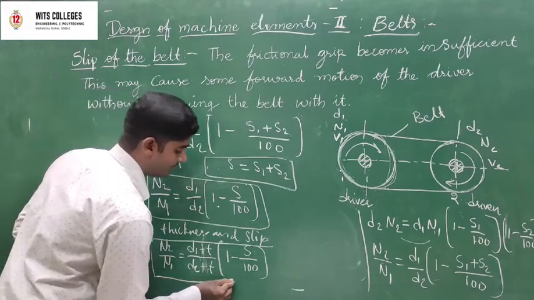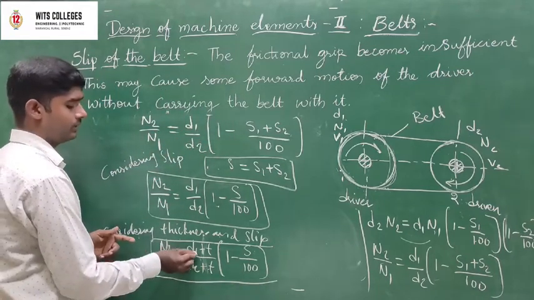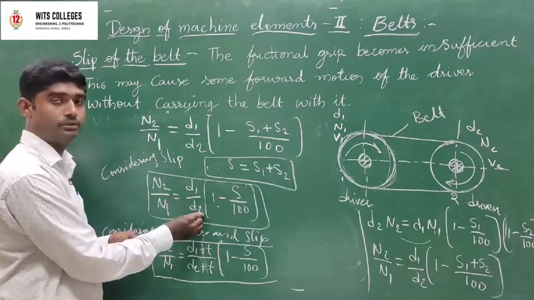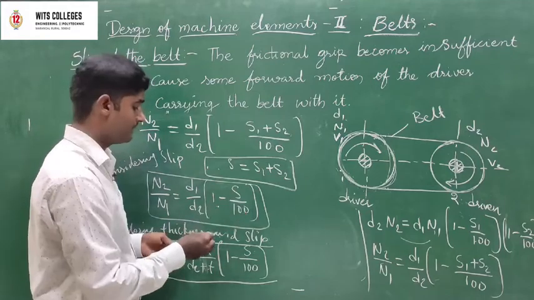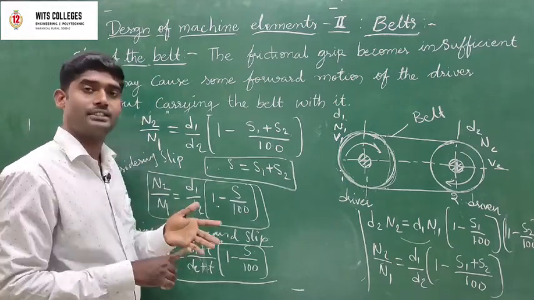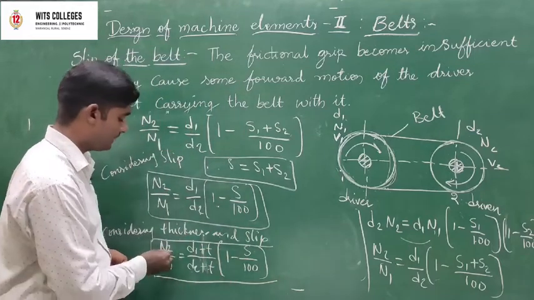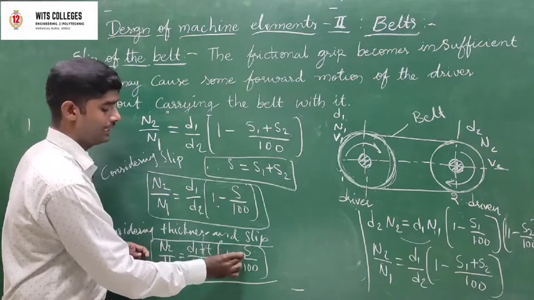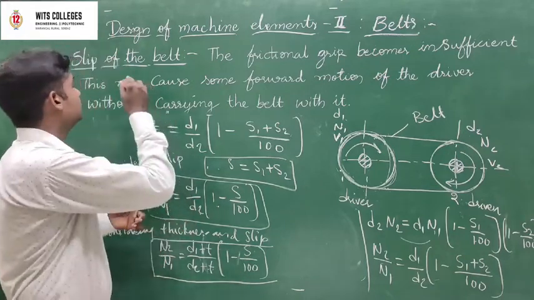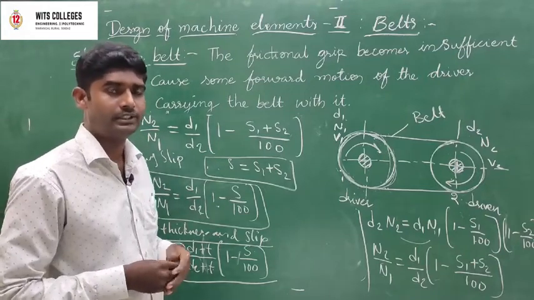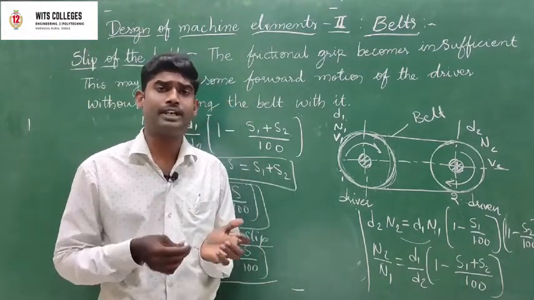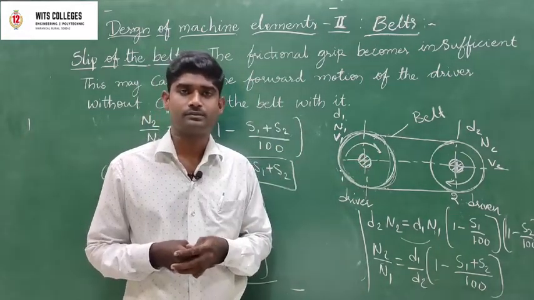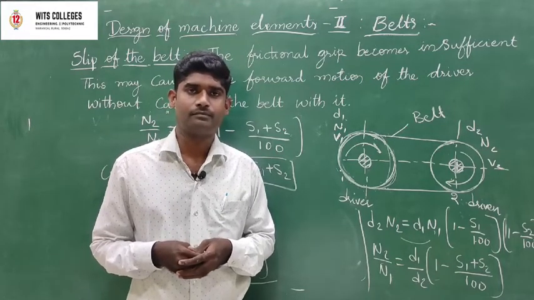Without thickness and slip, N2 by N1 is equal to D1 by D2. With slip only, N2 by N1 is equal to D1 by D2 into 1 minus S by 100. With thickness and slip, N2 by N1 is equal to D1 plus t by D2 plus t into 1 minus S by 100. This is slip of the belt. Next we go for some problems depending upon slip of the belt. Next class. Thank you.